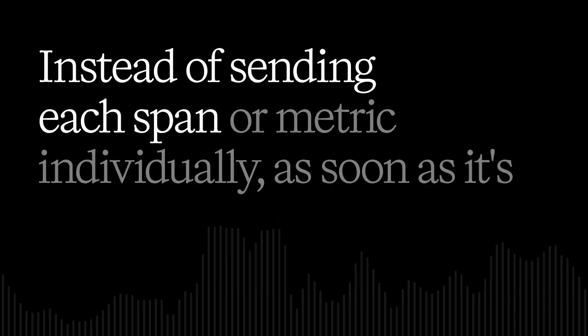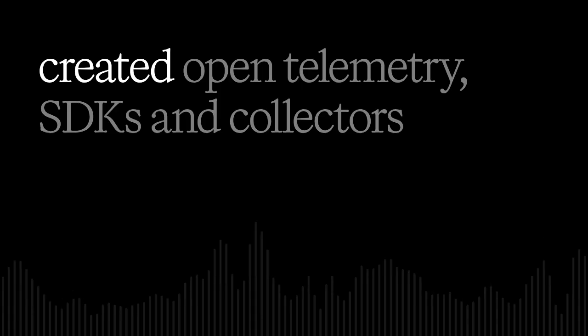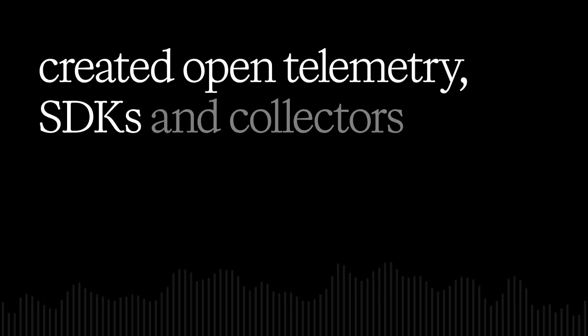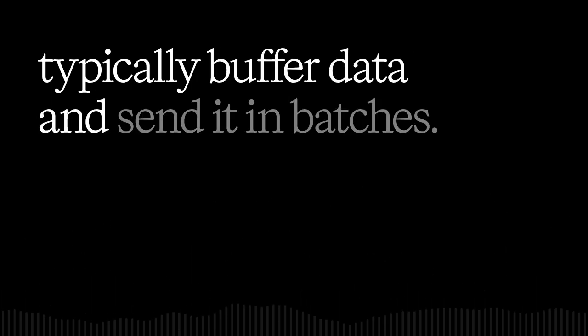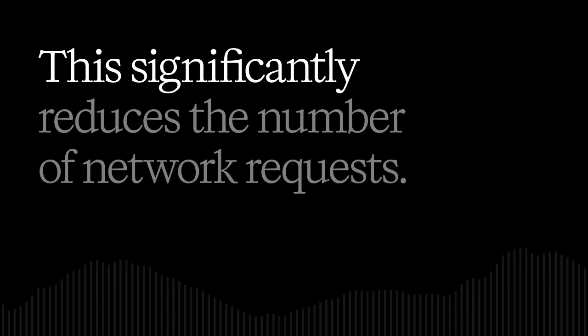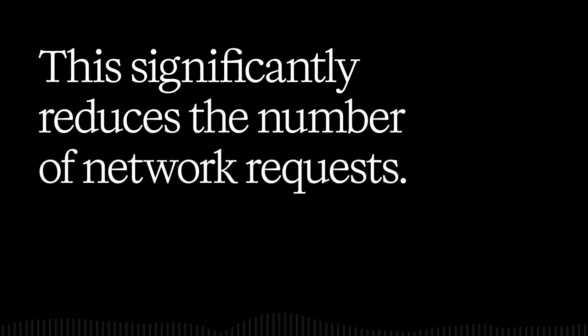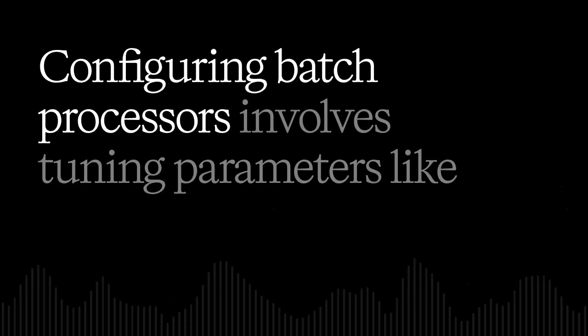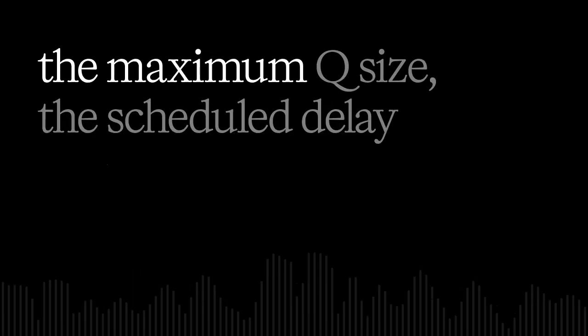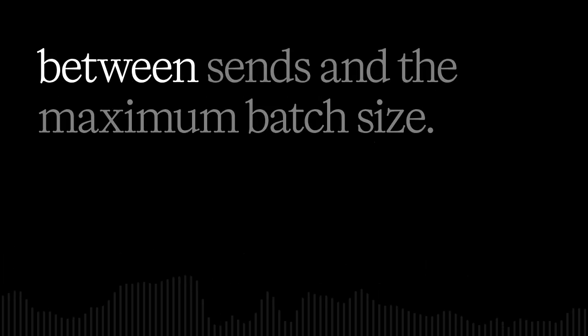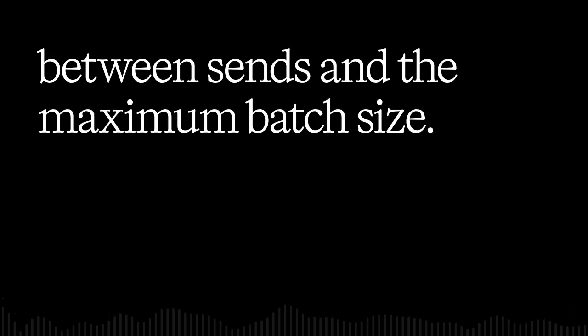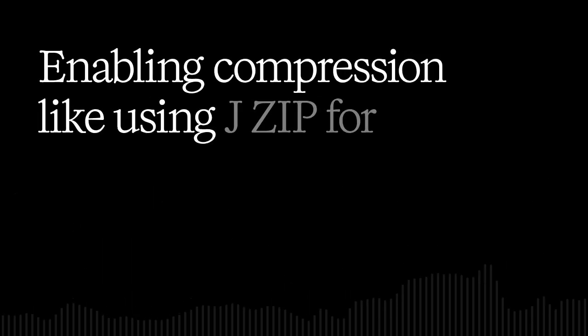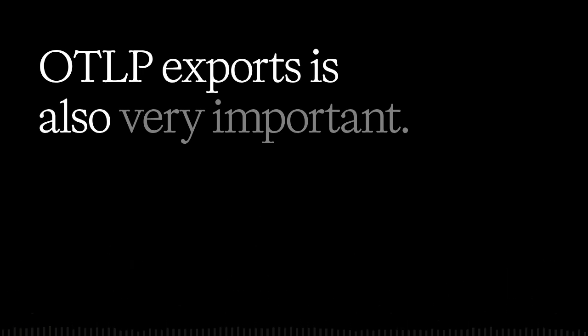Instead of sending each span or metric individually as soon as it's created, OpenTelemetry SDKs and collectors typically buffer data and send it in batches. This significantly reduces the number of network requests. Configuring batch processors involves tuning parameters like the maximum queue size, the scheduled delay between sends, and the maximum batch size. Enabling compression, like using gzip for OTLP exports, is also very important.